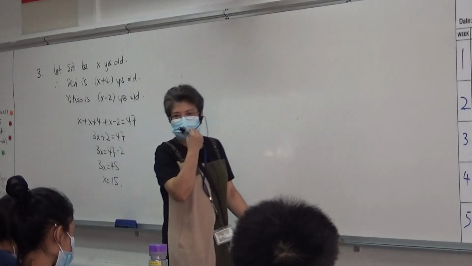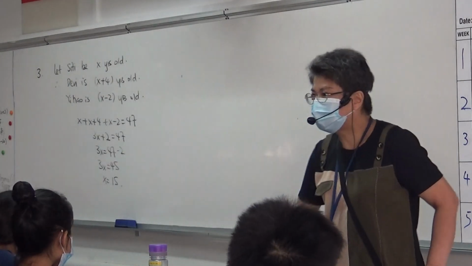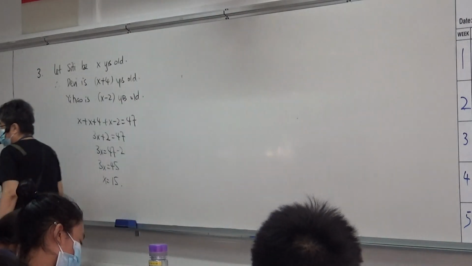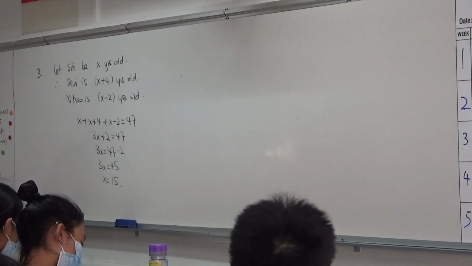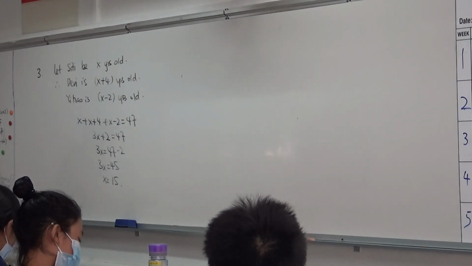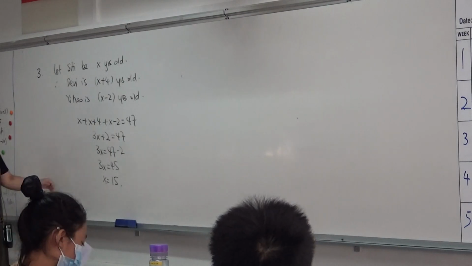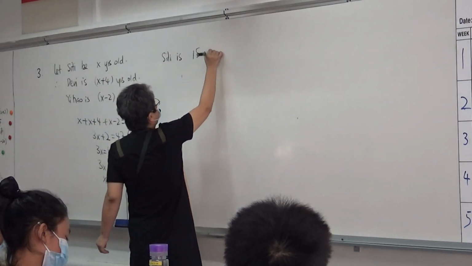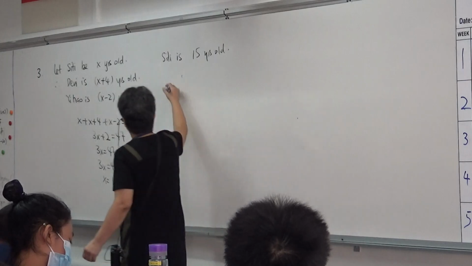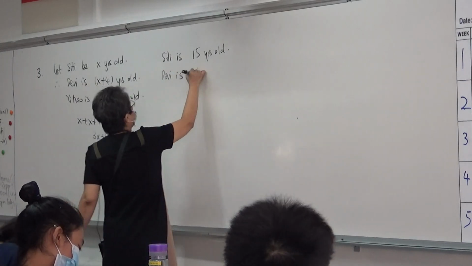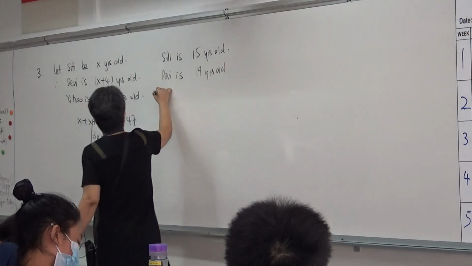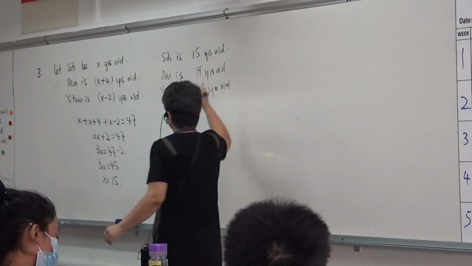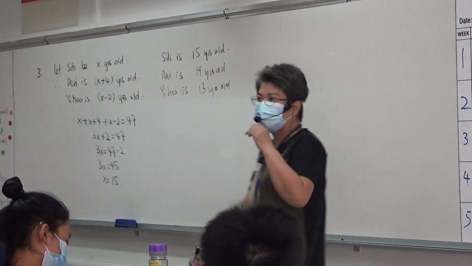Now, I've completed step 1 and step 2. Can you see it? But have I answered the question? What did they say? Find their respective ages. What is their respective ages? That means Siti is 15 years old, right? What about Davy? 19 years old. Good. What about Yi Hao? 13 years old. So this is what they mean by find their respective ages.